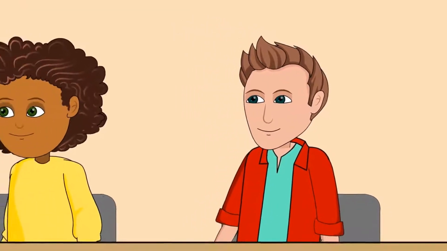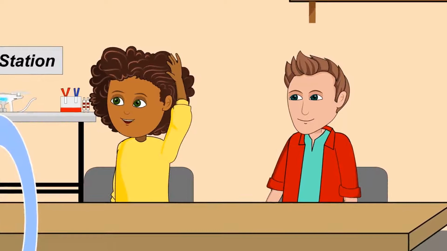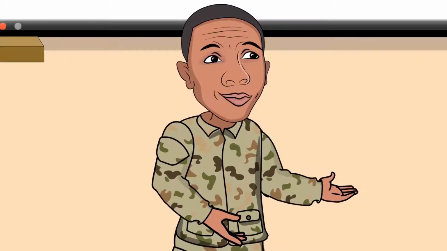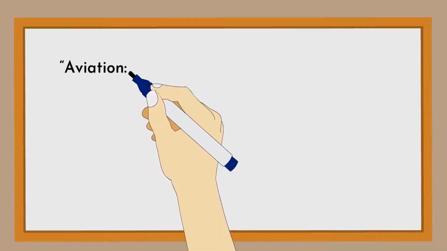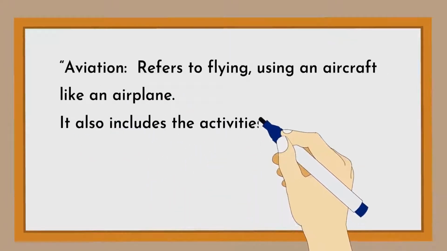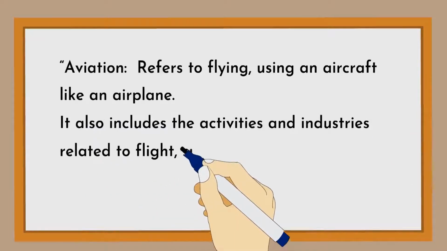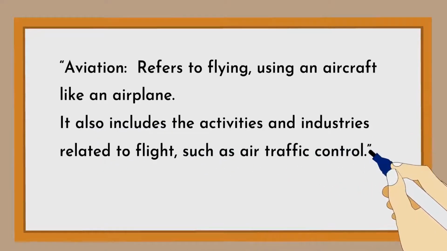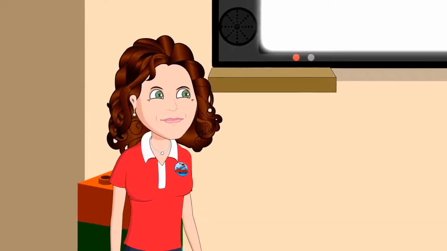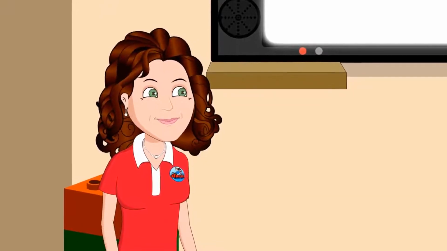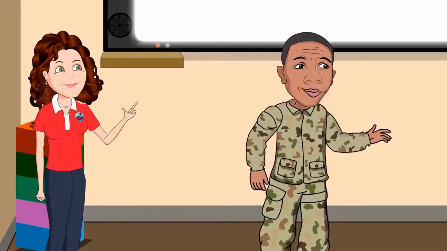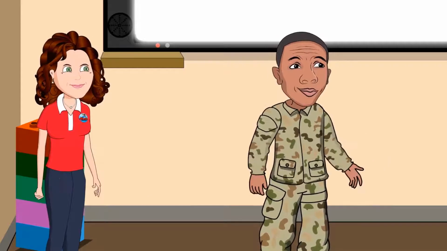Who knows what the meaning of aviation is? A plane? Yes, that's part of it, but there's more. Let's read the definition. Aviation refers to flying using an aircraft like an airplane. It also includes the activities and industries related to flight, such as air traffic control. A pilot is also called an aviator. So everyone who takes this course is an aviator. That brings us to the quote of the day.